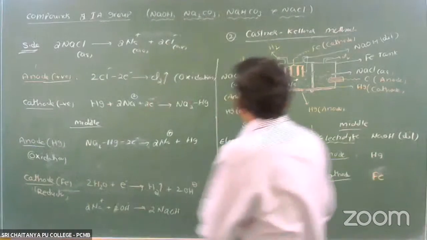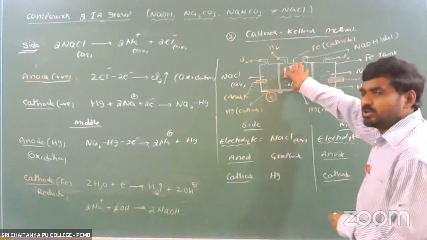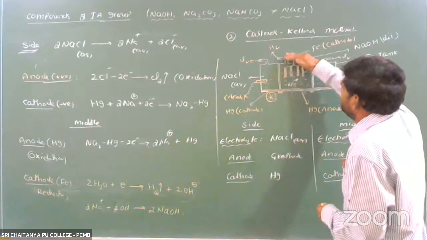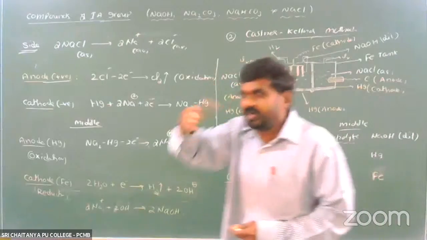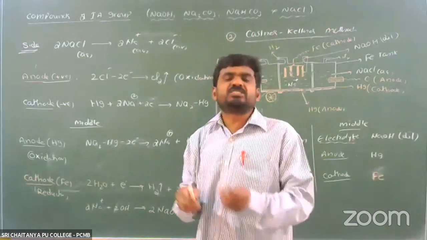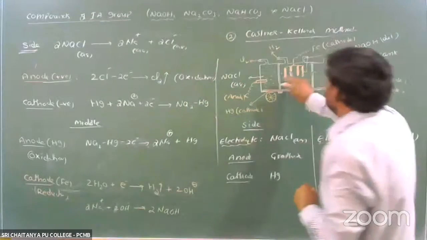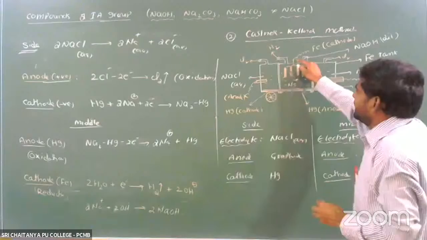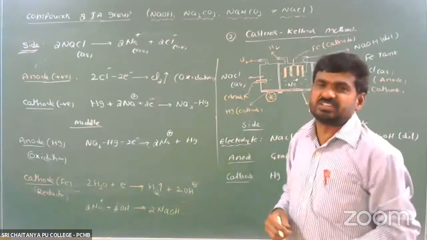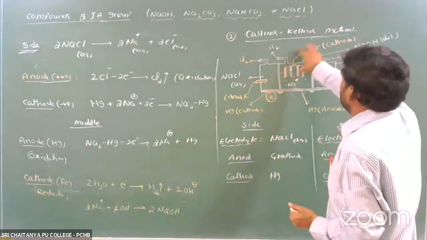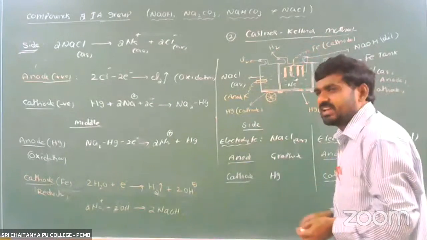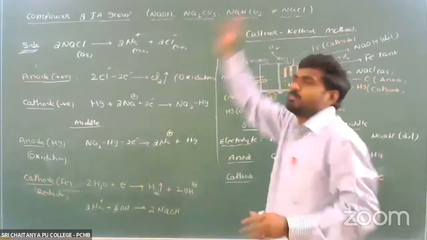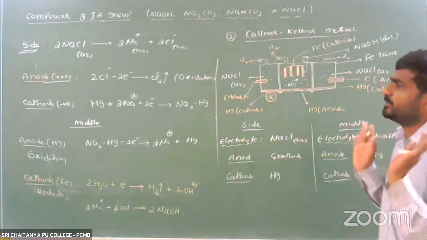NaOH. In the middle compartment, we take very dilute sodium hydroxide. As sodium hydroxide forms, its concentration in the middle compartment increases and reaches nearly 20%. This 20% sodium hydroxide is removed from the electrolytic cell, and on crystallization, sodium hydroxide is obtained. This is the Kastner-Kellner method.